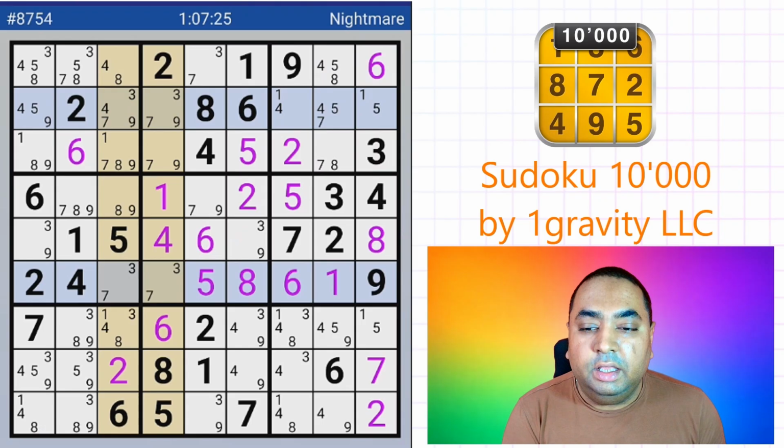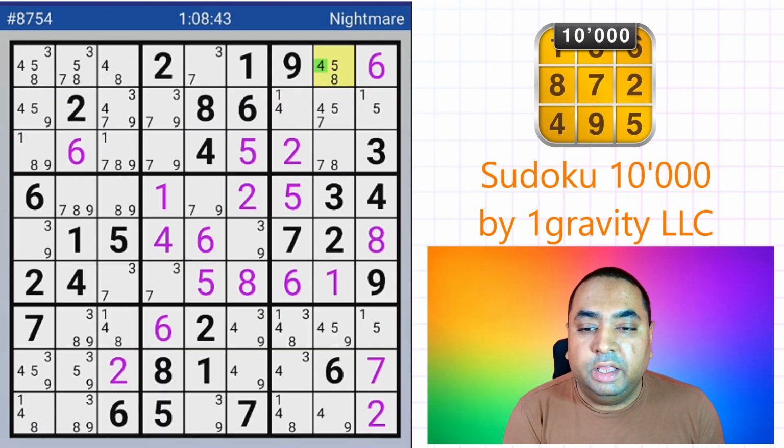Now we see again an X-wing for digit 3. So like that, 3 is removed for the X-wing for the corresponding column. Now here again there is a forcing chain formed.